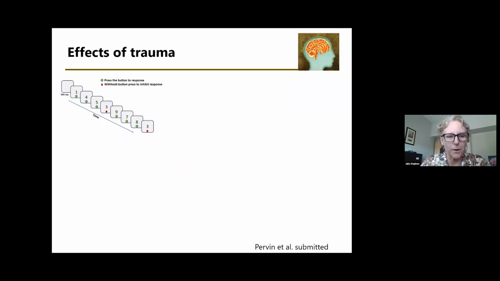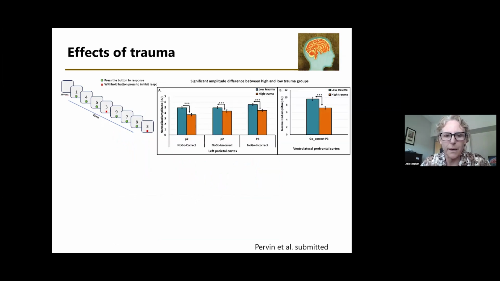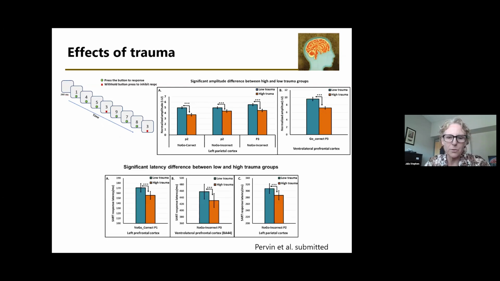These same kids also went through a go, no-go task. So this is similar to what Kent Keel was talking about. In this case, we were looking again at the MEG response, and we saw both changes in amplitude, which was reduced amplitude, as well as changes in latency. So this is how quickly does the brain respond after seeing this stimulus. And in this case, the high trauma group actually had faster latencies. So this may be related to hypervigilance, for example.